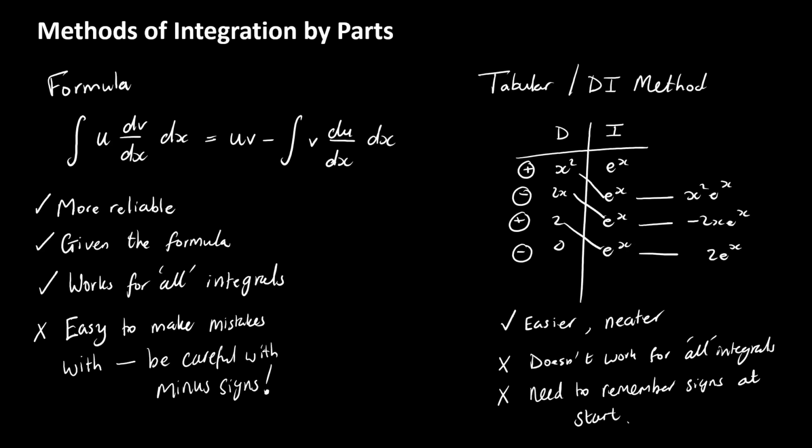So, overall, just to summarise, I've got a few different points to make. We've shown the formula method for integration by parts is more reliable. Pretty much every integral that you can do, you could use by parts and it might help. And you're given the formula in most exams. But it's easy to make mistakes with minus signs, particularly this minus sign here can be a burden to a lot of people. And also if you've got lots of repeated integration by parts, it can be very lengthy and again very easy to make a mistake with minus signs.